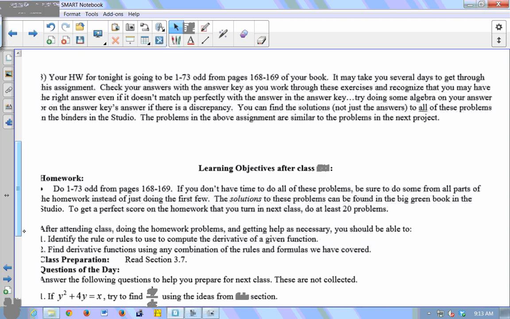Okay, so your homework tonight is 1 through 73 odd, from pages 168 to 169 of your book. It may take you several days to get through this assignment. Check your answers with the answer key in the Math Studio or the library. As you work through the exercises, recognize that you might have the right answer, even though it doesn't match perfectly with the answer in the answer key. It all has to do with simplifying, right?